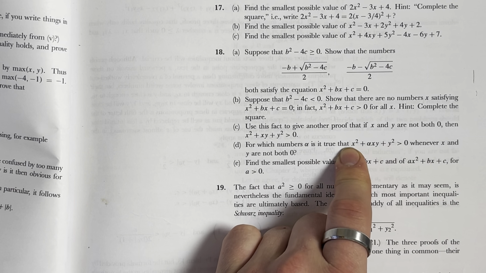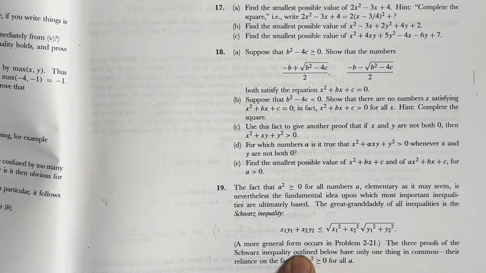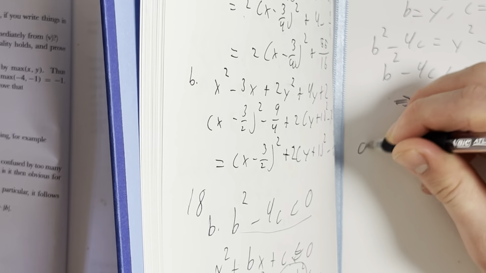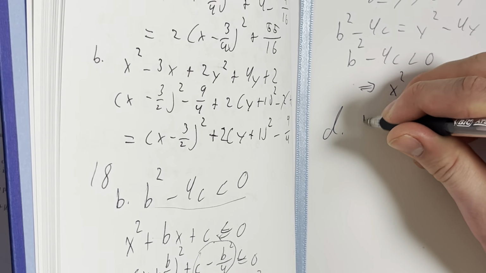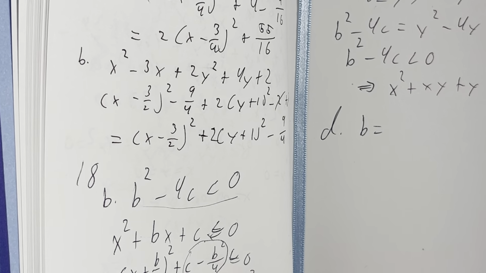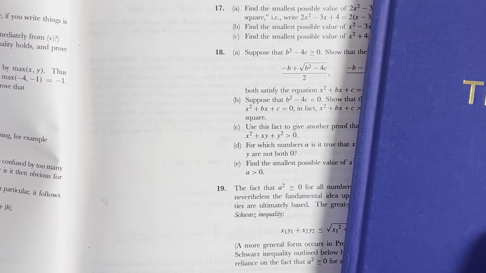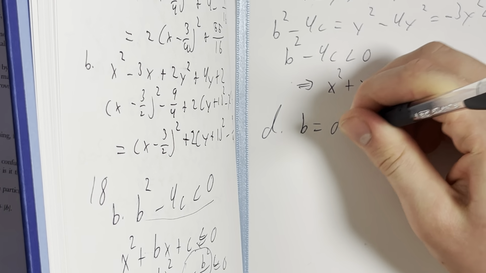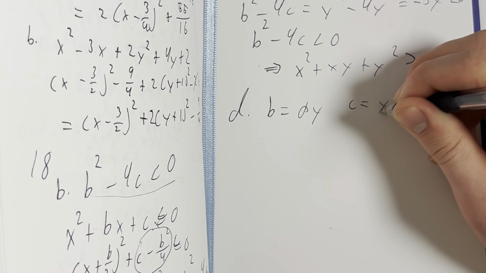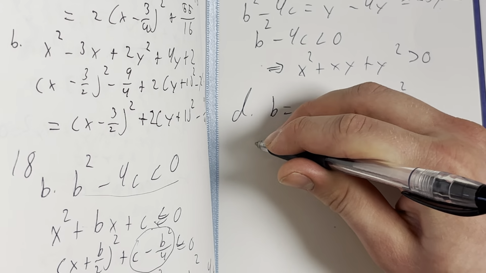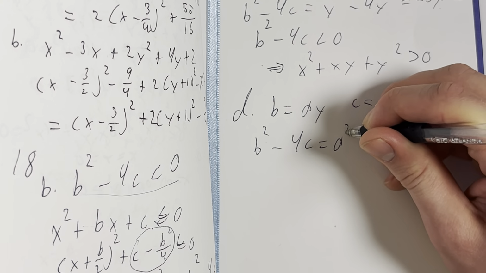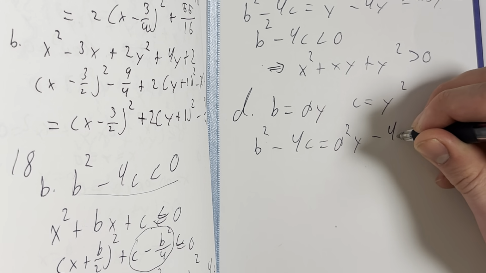This as a function of x, where alpha and y, we can think of them as b and c. And thus we get that b, in terms of the things discussed previously, is now equal to alpha y, and c is equal to y squared. Thus b squared minus 4c is equal to alpha squared y squared minus 4y squared.